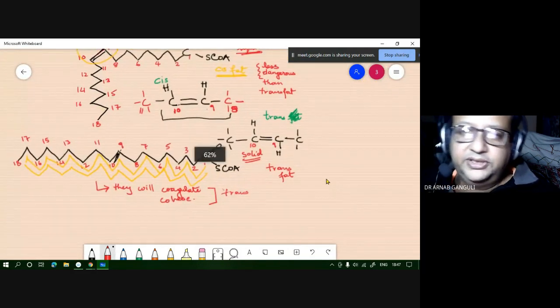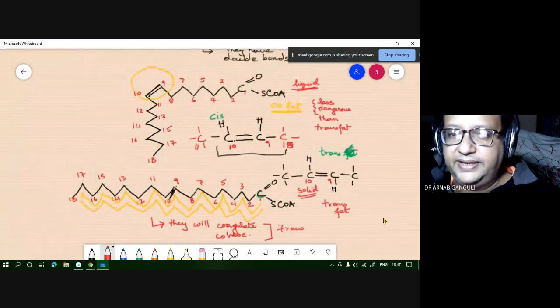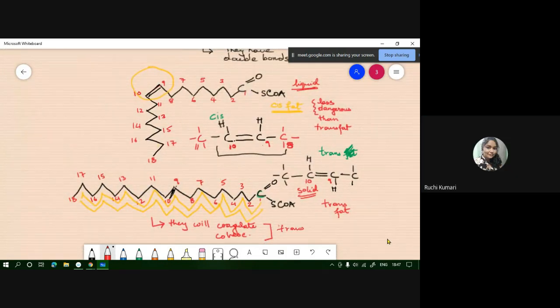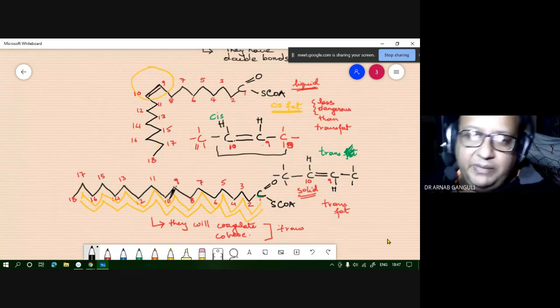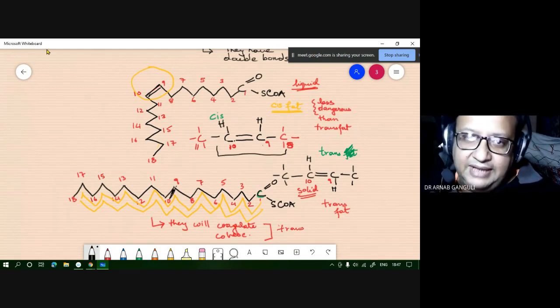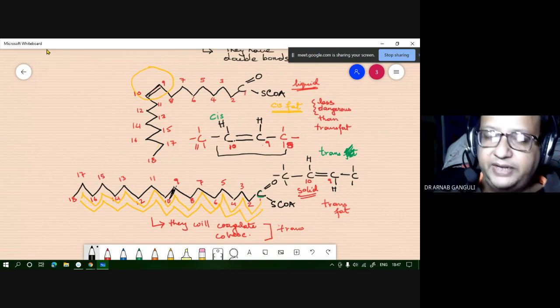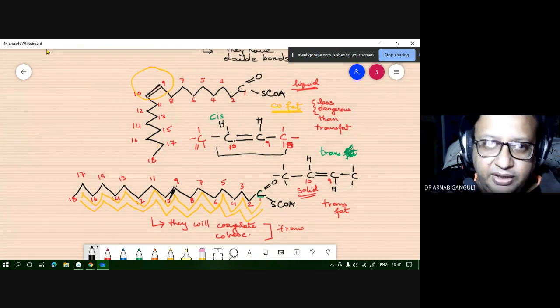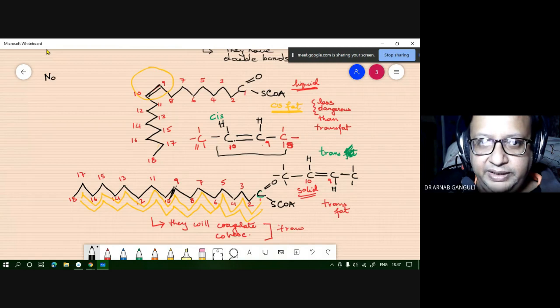Are you clear about the structure of cis fat and trans fat so far? Yes, sir. Now there comes a nomenclature. After explaining this concept of the double bond, we are now going to nomenclature. How do we name it?